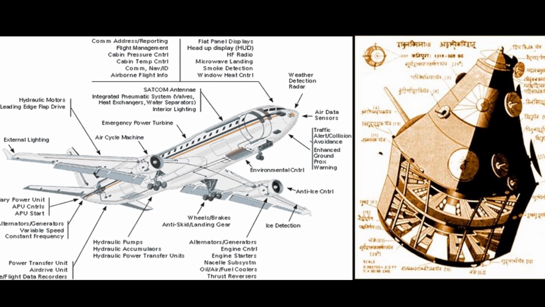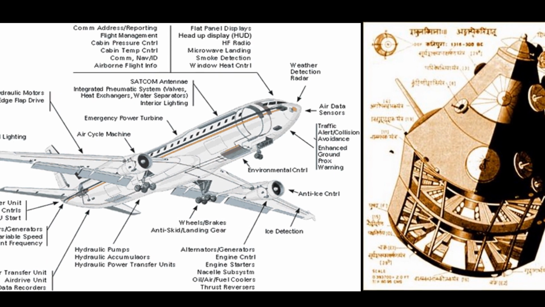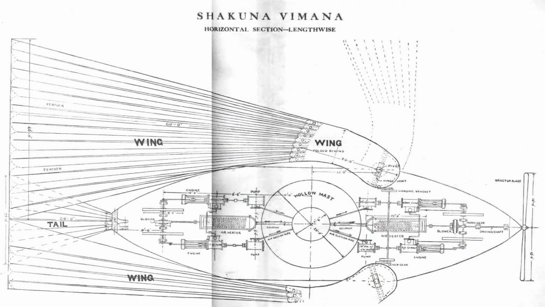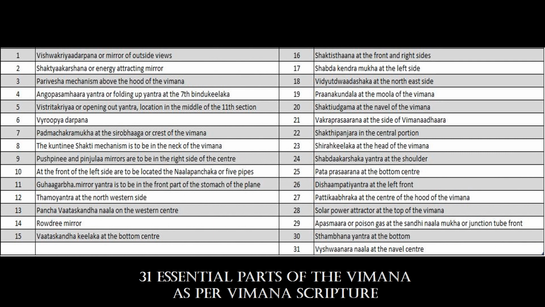Just as the human body, if it is complete in all its limbs, is best able to accomplish things, the Vimana, if it is complete in all its parts, will be capable of functioning efficiently. These 31 essential parts have been described in the Vimana scripture.